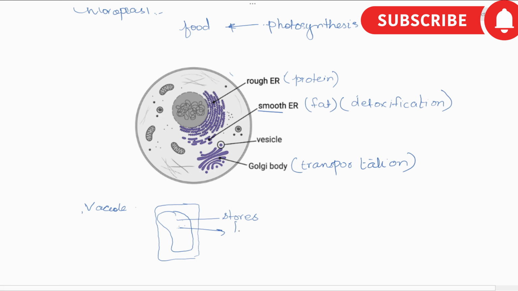This vacuole maintains the turgidity. Turgidity means keeping the plant firm. If a plant is firm, looking very fresh, it means the cells are turgid. If it looks flaccid, wilted, or really off, it means it doesn't have water in its vacuole. So the vacuole stores the water and keeps the plant firm.